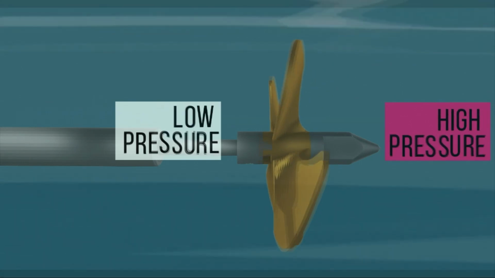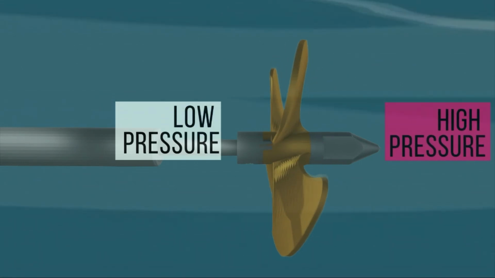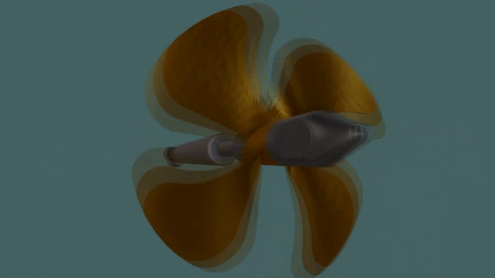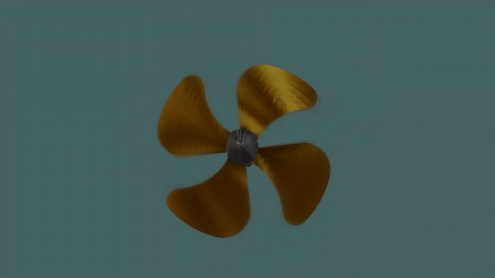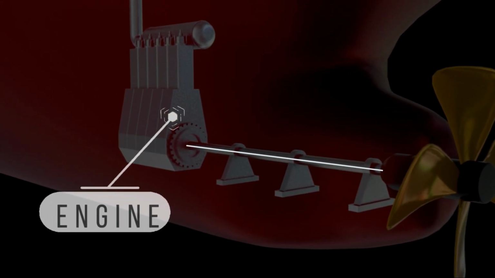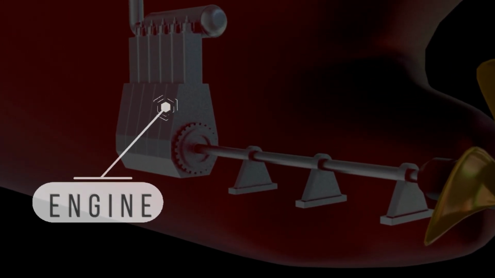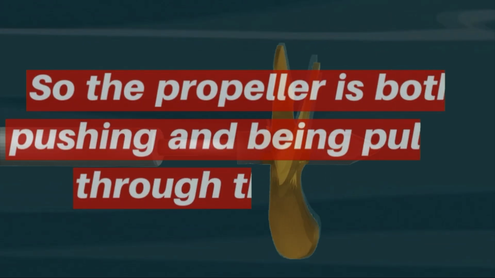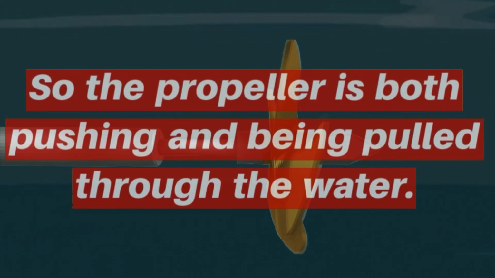This pressure difference will occur on all the blades as they rotate in the full circle of rotation, as the engine shaft attached to the propeller is rotated by the combustion chamber's fuel explosion. So the propeller is both pushing and being pulled through the water.